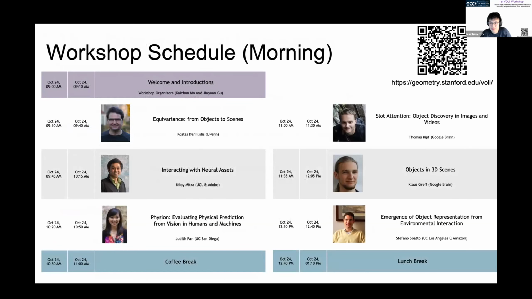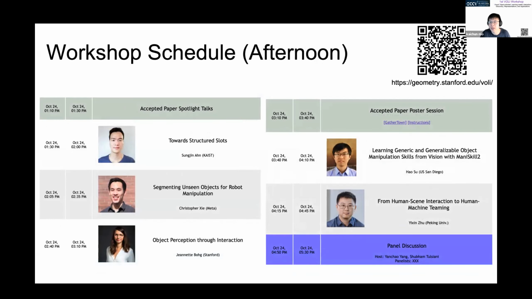Okay, so here is the schedule for this full-day VOLI workshop. We will be hosting 6 speakers in the morning sessions. Each of them will deliver a 30-minute keynote talk on their most recent research works. And then in the afternoon, we will be hearing from 5 more speakers sharing with us their latest research. In the afternoon session, we will also have 2 sessions for the accepted papers. One is for the spotlight talks, and the other is a virtual poster session. And finally, we will end this workshop with a panel discussion.